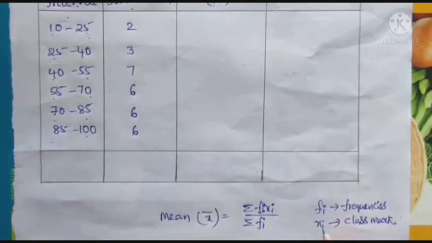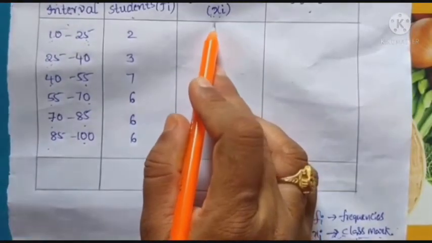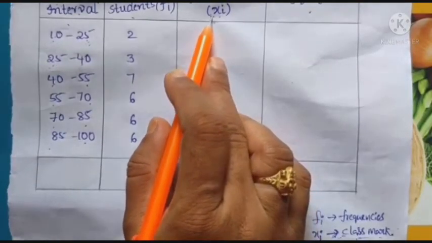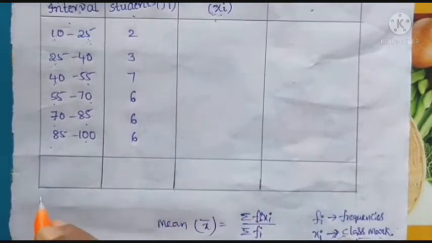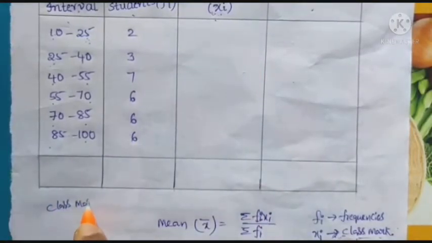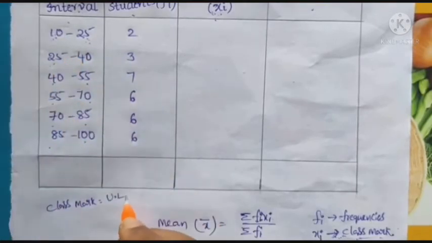Here is a new word, class mark. Xi is the class mark. Now we have to find the class mark. How do you find the class mark? Finding the class mark is not difficult at all. Class mark is the average of the upper limit and the lower limit. Average means upper limit plus lower limit by 2.